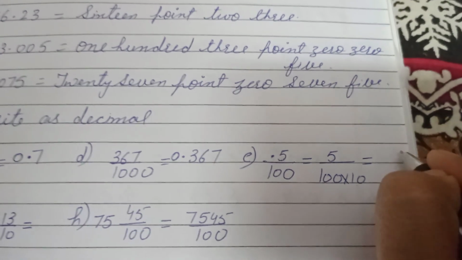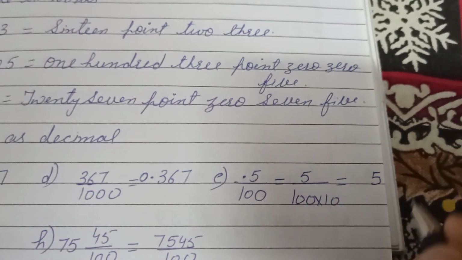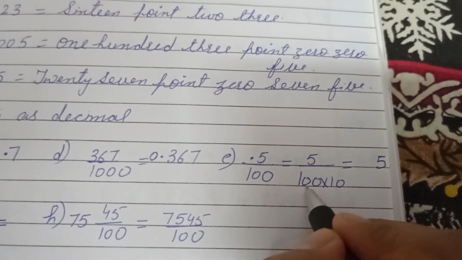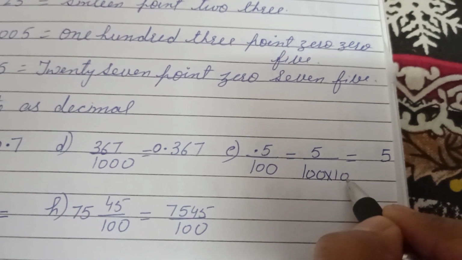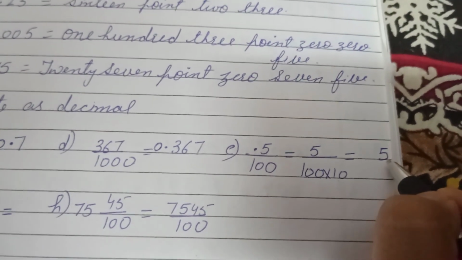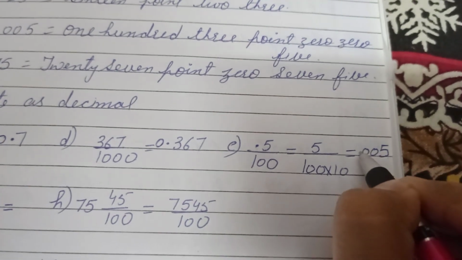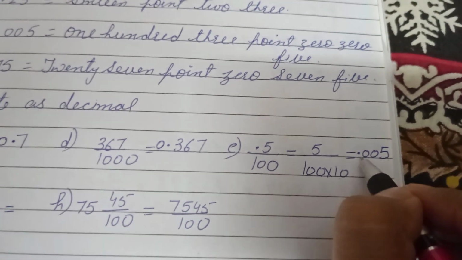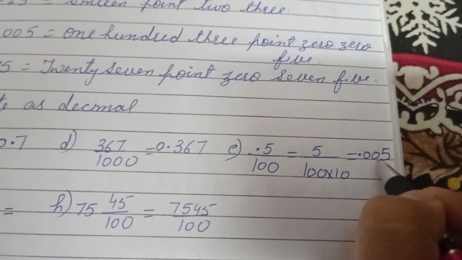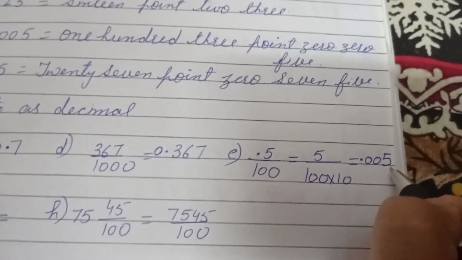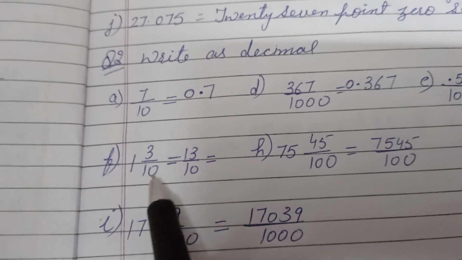Now see children, numerator as it is. Count the number of zeros in the denominator, 1, 2 and 3. Now leave 3 digits. 1 is already there, 1, 2, 3 and then comes decimal. So it will become 0.005. Clear?